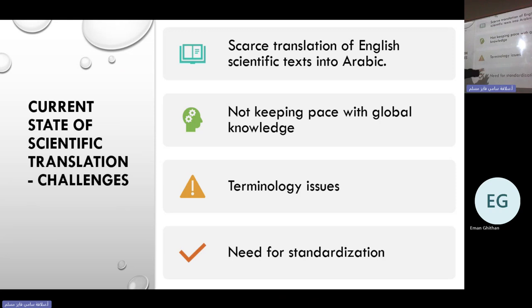All right. Terminology issues: we don't agree on a specific translation for a specific term, okay? So there are debates. We're still not okay with translating this word this way into Arabic, okay? So that's why we have terminology issues and a need for standardization. We don't have a fixed standard for the translation of scientific and technical words into Arabic, okay?